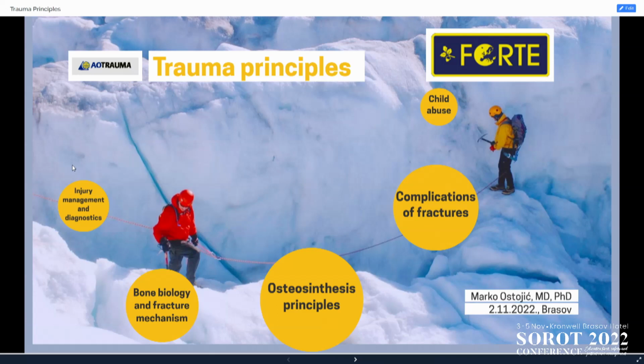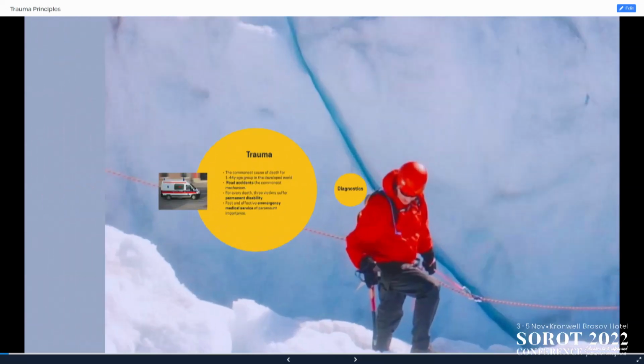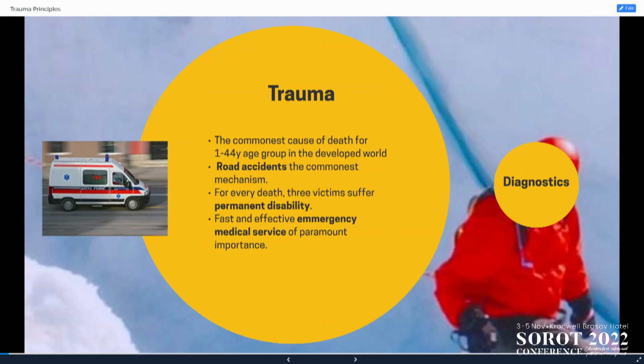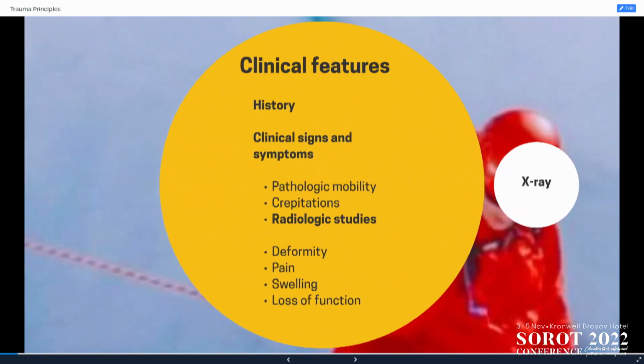I will try to cover in 20 minutes the trauma principles, in let's say, an AO perspective. So, what is trauma? Trauma is the commonest cause of death for the age group of 1 to 44 years in the developed world. Road accidents are by far the commonest mechanism, and for every death, 3 victims suffer permanent disability. Of course, fast and effective emergency medical service is of paramount importance.